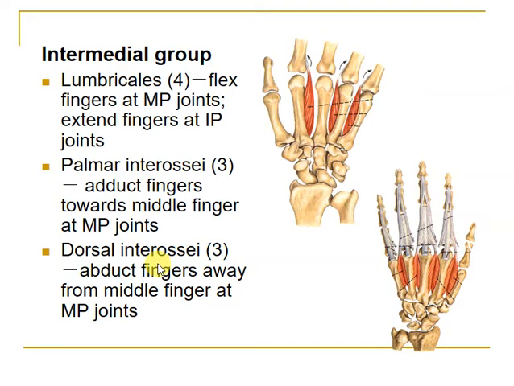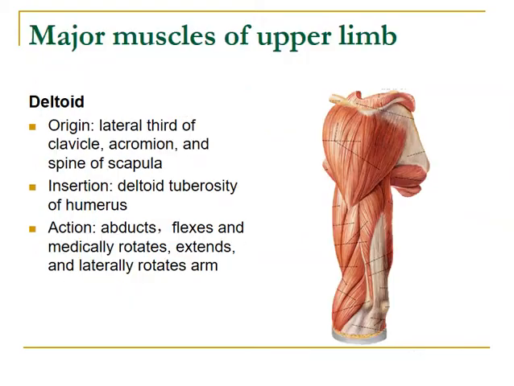So the dorsal interossei abduct fingers away from the middle finger, while the palmar interossei adduct. So the functions performed by the palmar interossei and the dorsal interossei oppose each other. They are antagonistic in action, while the action of the lumbricals, which are 4 in group, does not interact with the palmar and dorsal interossei.